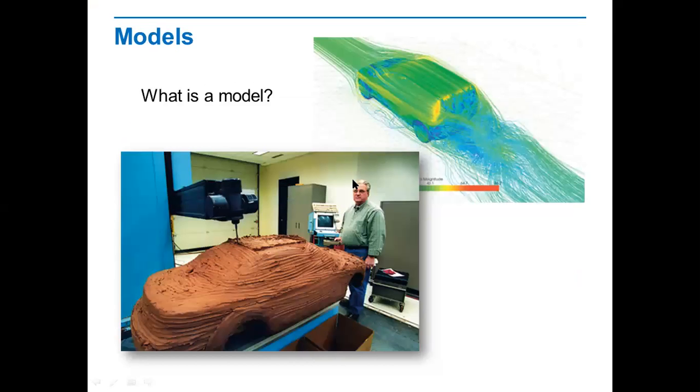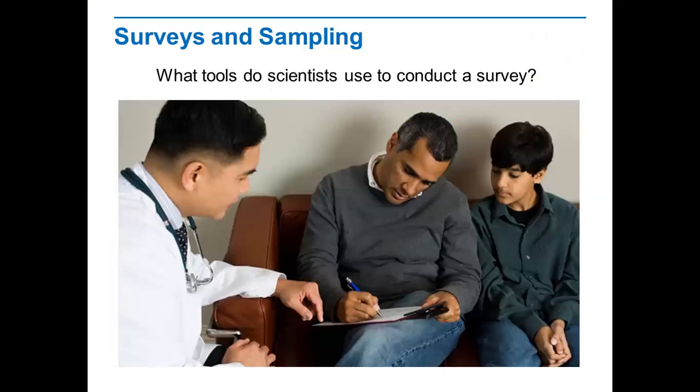What is a model? Everything has a model. If we are building a new house, we first create a model for this house. If we are making a new car, we create a model for the car. So what is a model? What is a survey and sampling? What tools do scientists use to conduct a survey?